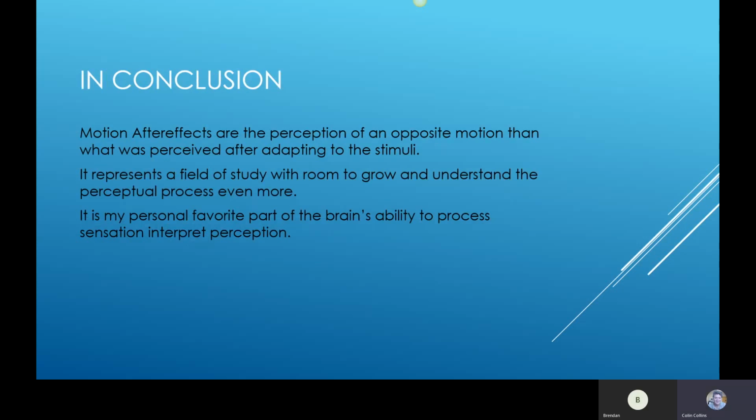Now, in conclusion, motion after effects are the perception of an opposite motion stimulus that was perceived after adapting to the stimulus. It represents a field of study with room to grow and understand the perceptual process, and this is in part what leads it to being my favorite part of the brain's ability to process sensation and interpret perception. It's also just a really cool effect.